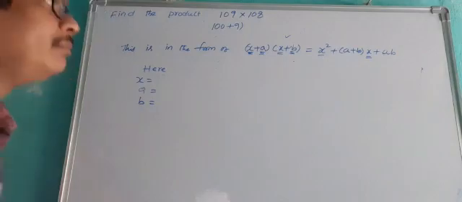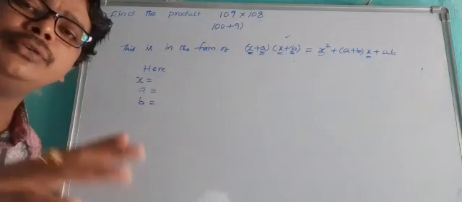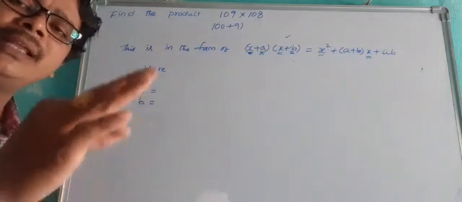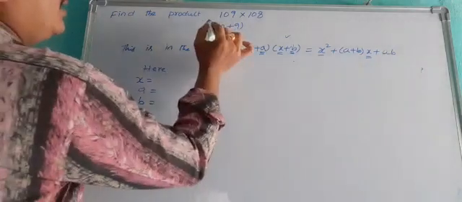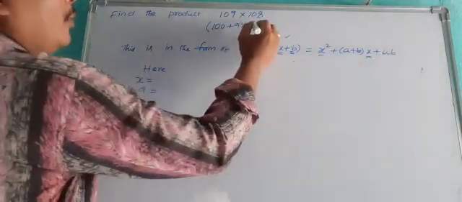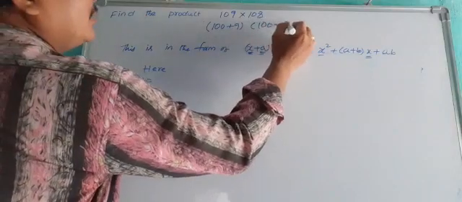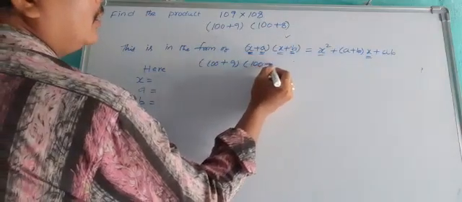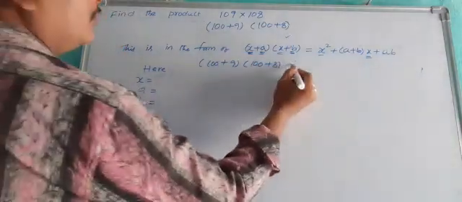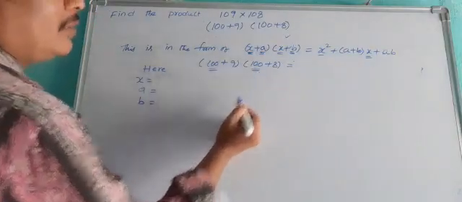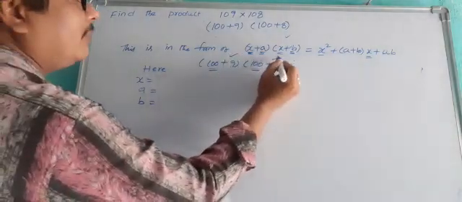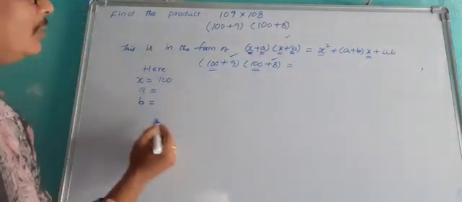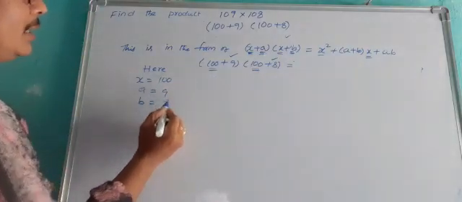So next sum, same kind of sum: 109 into 108 without using direct multiplication. How to find 109 into 108 with the help of a suitable identity? 109 can be expressed as 100 + 9, and 108 can be expressed as 100 + 8. Now (100 + 9)(100 + 8), here we have same first term. What is that? 100. But second terms are different, 9 and 8. So here x equals 100, a equals 9, b equals 8.